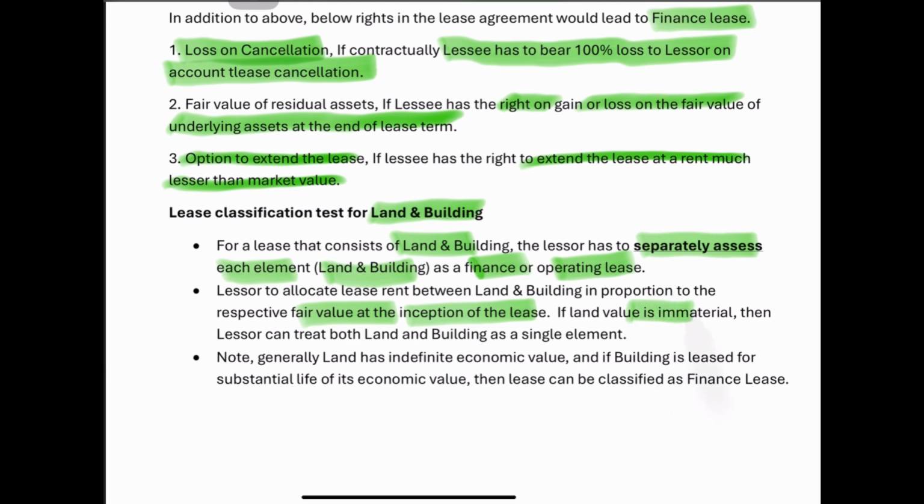But in some cases the land value might be immaterial, so then the lessor is allowed to take both land and building together as a single element and then do the assessment.